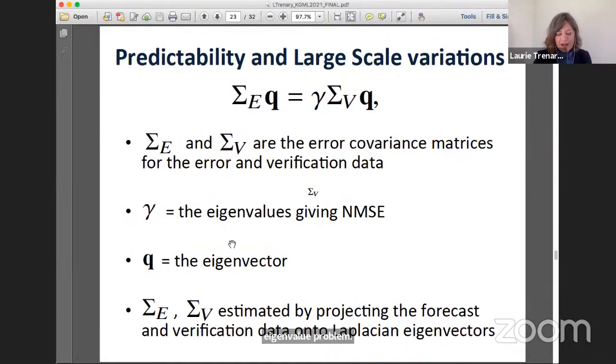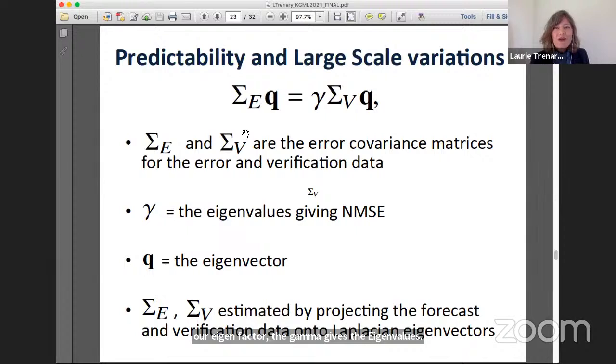So now we're trying to find the combination of forecasts and verification data that minimize the mean square error across all of our stations. That's what our Q vector is essentially finding, that linear combination. This is our eigenvector. The gamma gives the eigenvalues, which is the normalized mean square error.